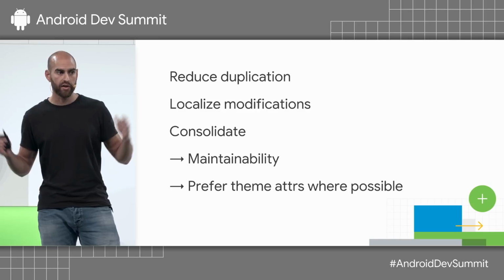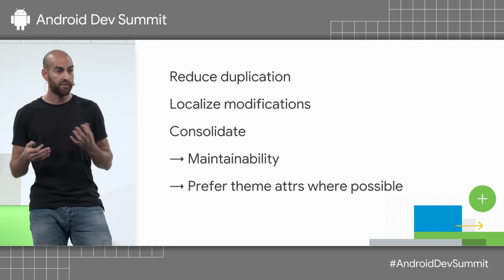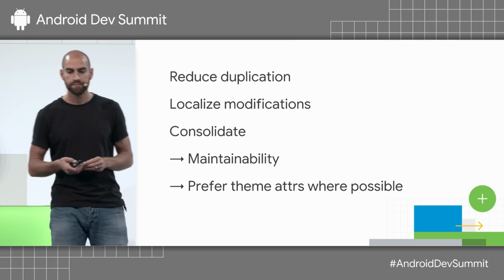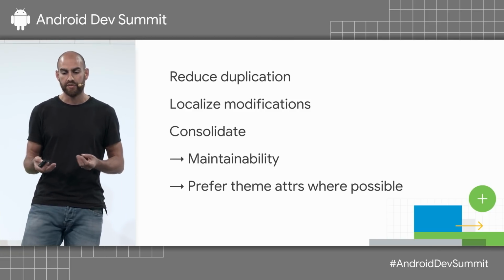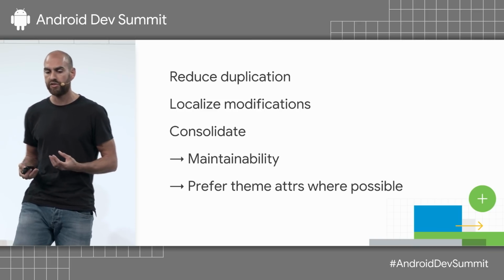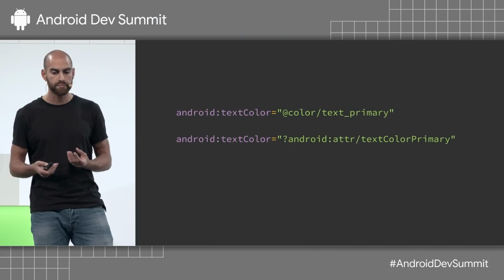You really, really want to condense it down to a small palette, which is used consistently throughout the application, so you have a nice look and feel. So to sum up, basically, this approach really helps you with the maintainability of your app. And as such, I really urge you to prefer theme attributes where possible.